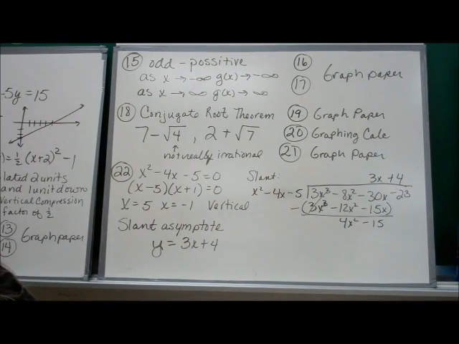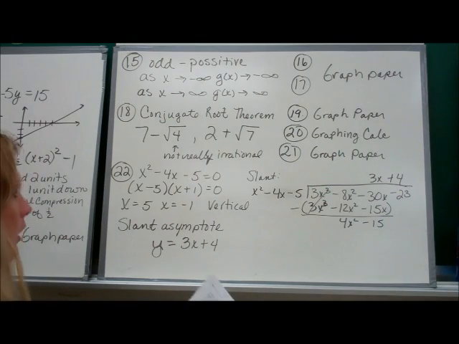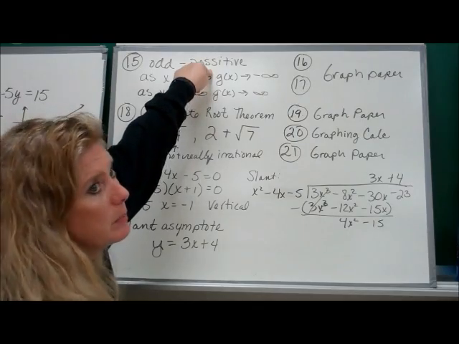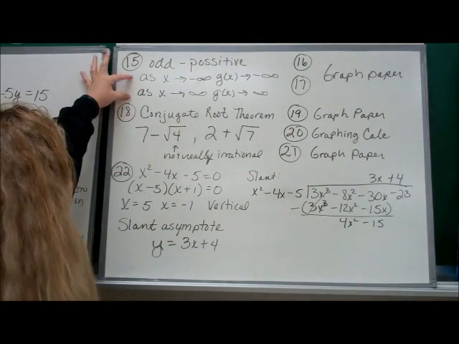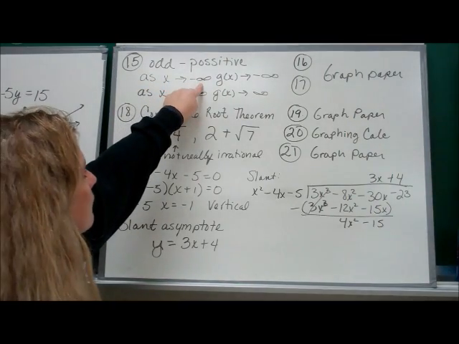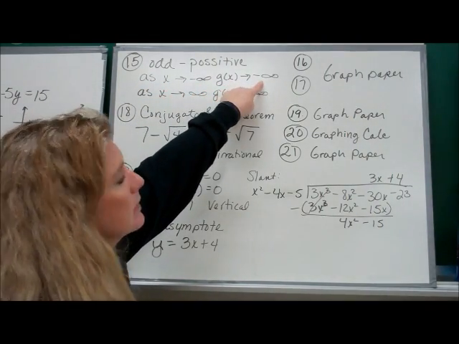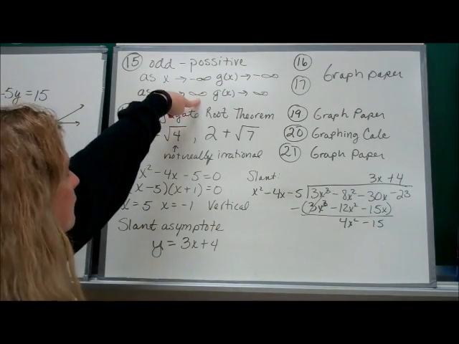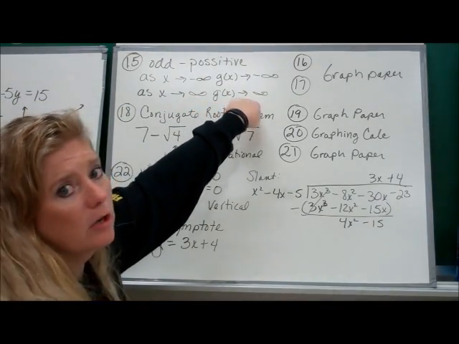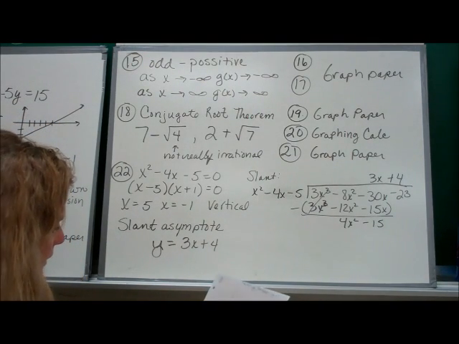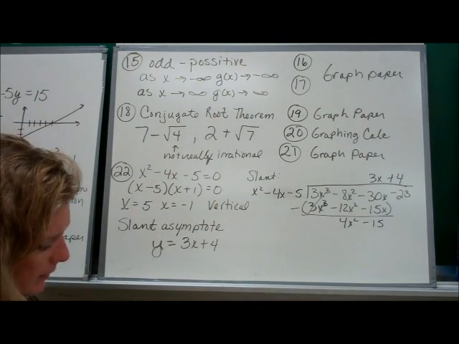15 is describe the end behavior. Well, the degree is odd, the leading coefficient is positive, so the end behavior is here. As x approaches -infinity, g of x is also approaching -infinity. As x approaches infinity, g of x is also approaching infinity. 16 and 17, more graphing.